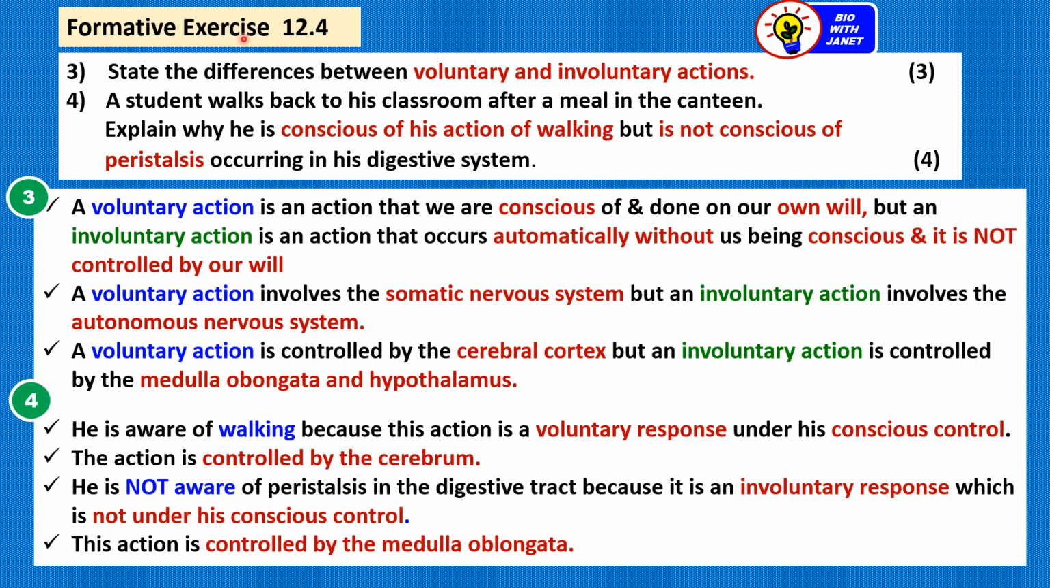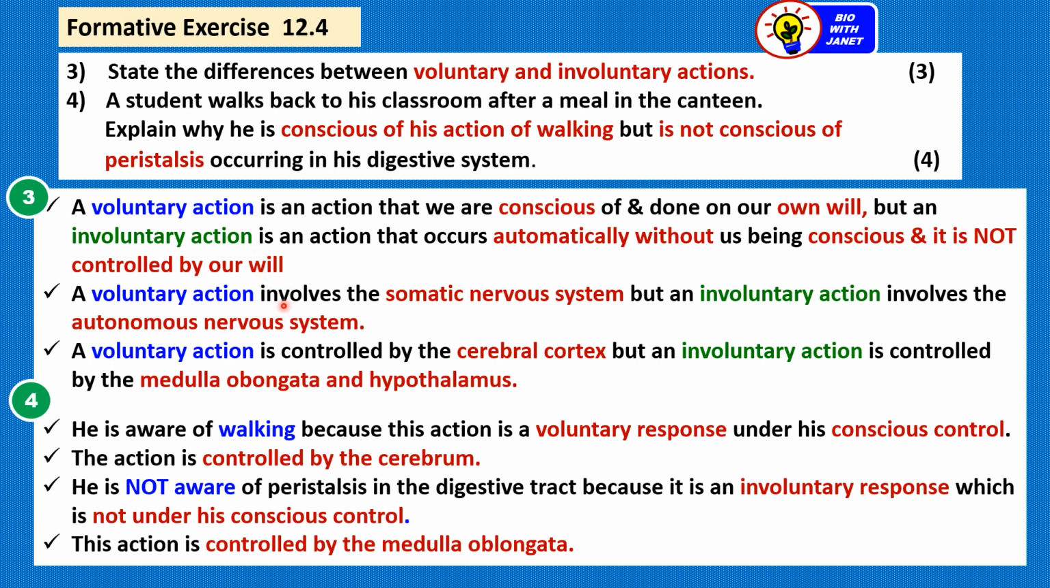Now, number 3, state the differences between voluntary and involuntary actions. So since it's 3 marks, we have to give 3 differences. All right, 1 difference, 1 mark. And in each difference, you must mention about the voluntary action and the involuntary actions. Okay, so a voluntary action is an action that we are conscious of and is done on our own free will, but an involuntary action is an action that occurs automatically without us being conscious of it, and it is not controlled by our will, right?